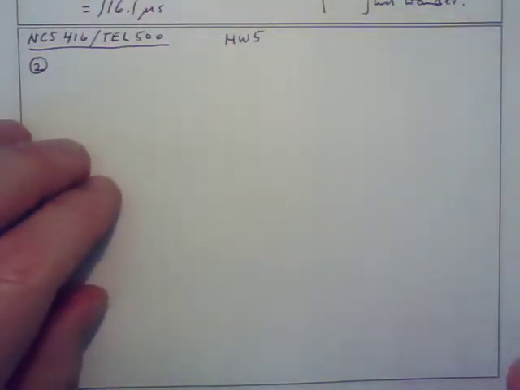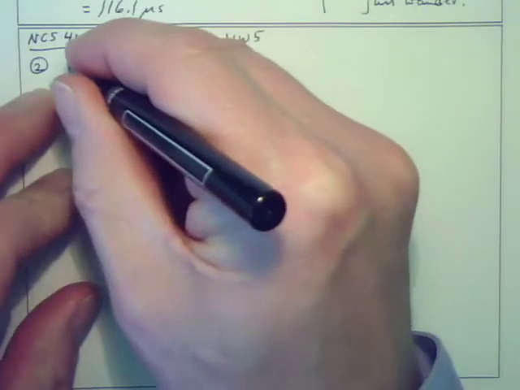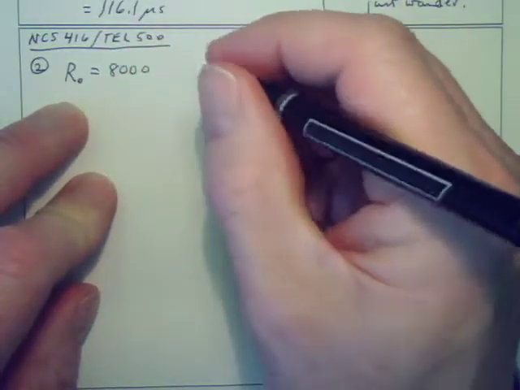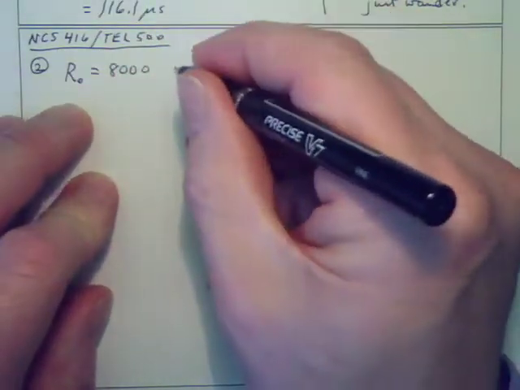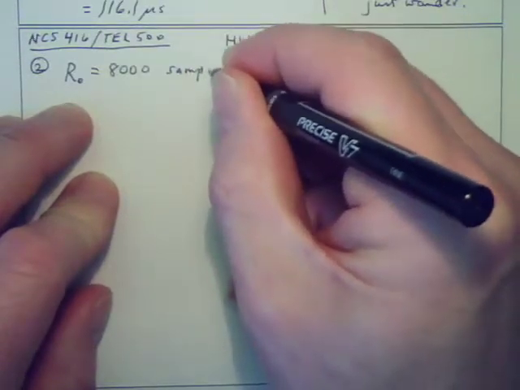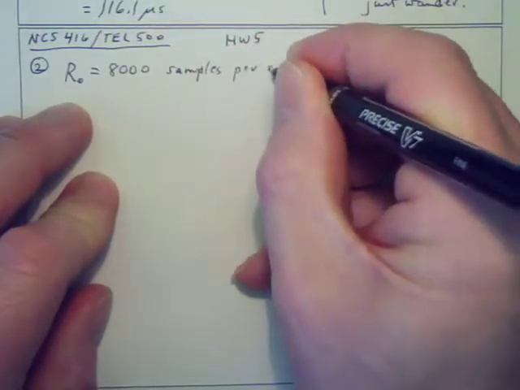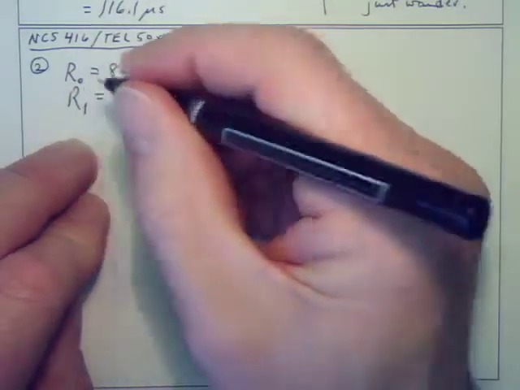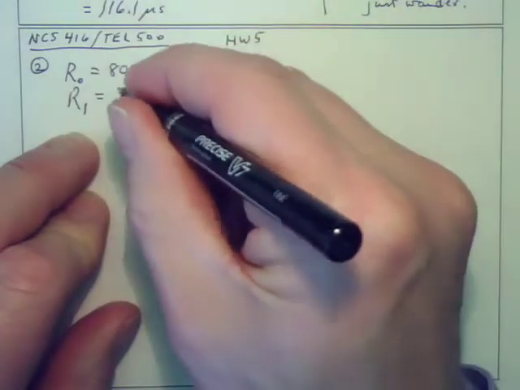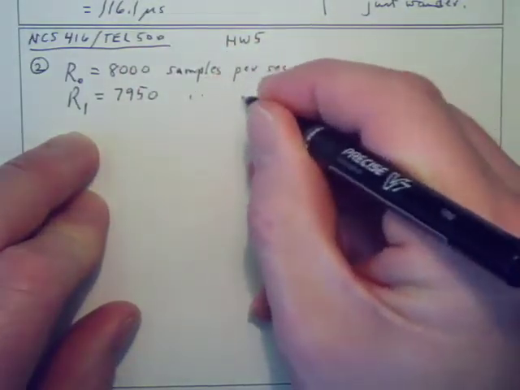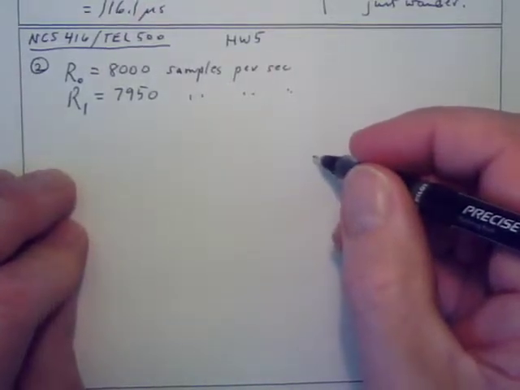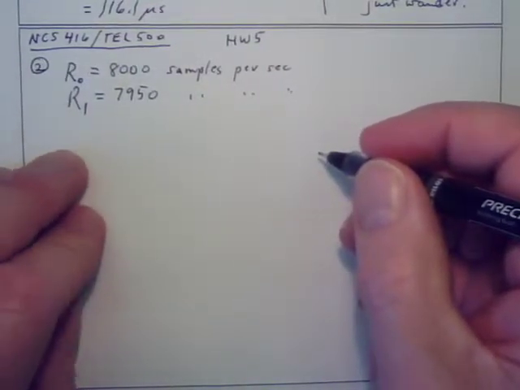What I'll do is simply write that the base data rate, I'll call it R0, is 8,000 samples per second, and that the rate for this one slow tributary, R1, is going to be 7950 samples per second. Okay, and for part A, it asks for the bit rate of this tributary.